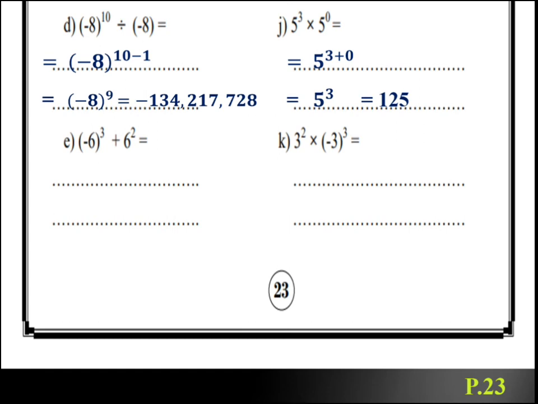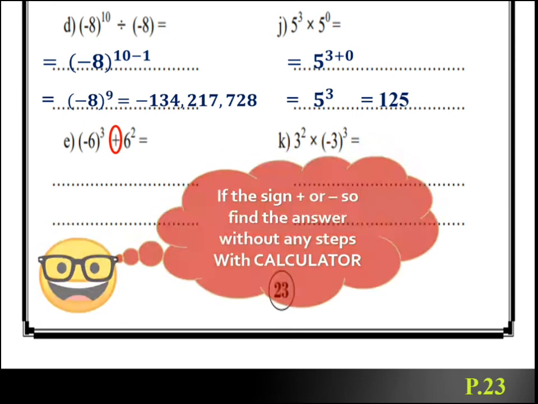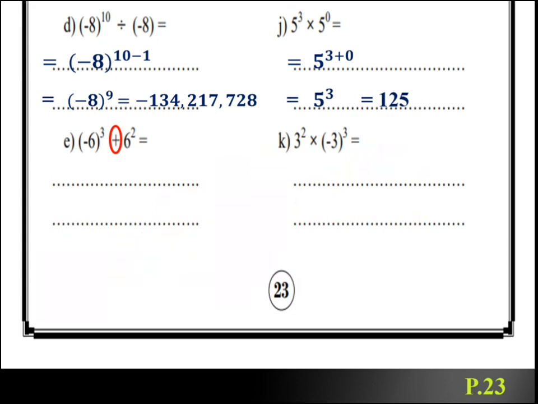Letter E. Let's check. What about the sign between the two numbers? We have plus, and we said before, if the sign is plus or minus, find the answer without any steps, with a calculator. So put negative 6 inside the brackets power 3 plus 6 power 2 on your calculator. The answer will be negative 180 without any steps.